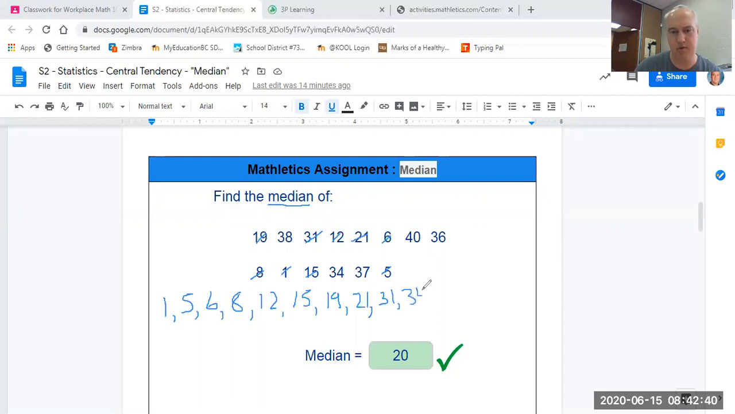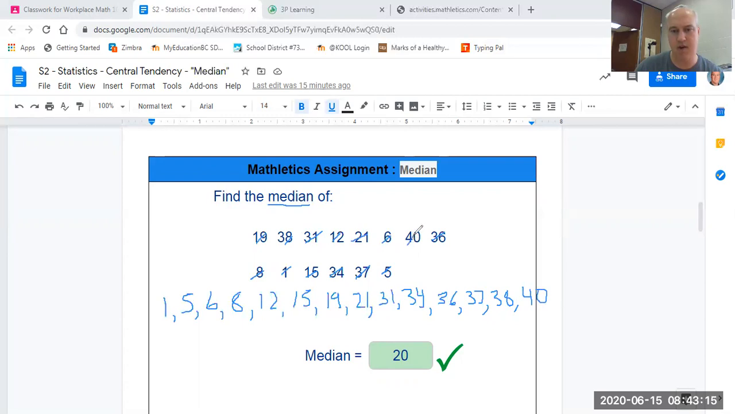So hopefully you can see what I'm doing here. I'm just putting them in order from lowest to highest. Then we've got 36. Then we've got 37. And once again, I'm just crossing out each number as I write it down, so I remind myself, hey, you know what? I already put that number down. 38. And then lastly, 40. So these numbers should all be crossed out now.